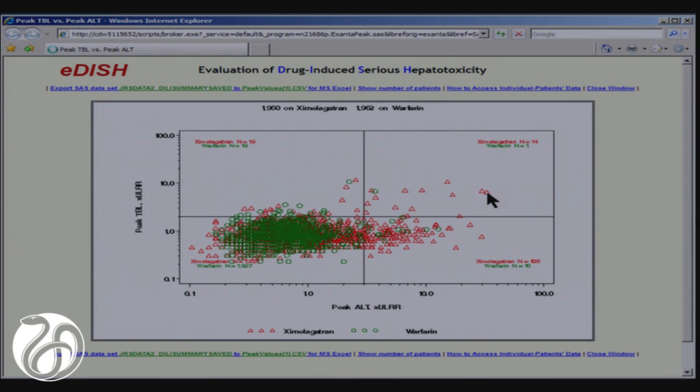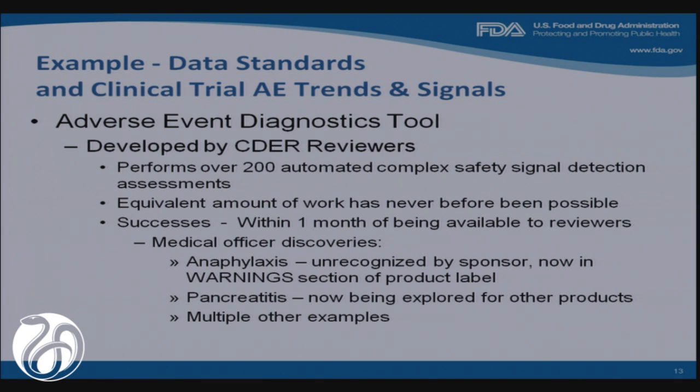And one of the plots, this is the product Xantra versus warfarin, just shows that you could see the outliers there, the elevated values, and you could click on those and drill down to the patient level. I don't have much time, so I'm going to go quickly through this one.